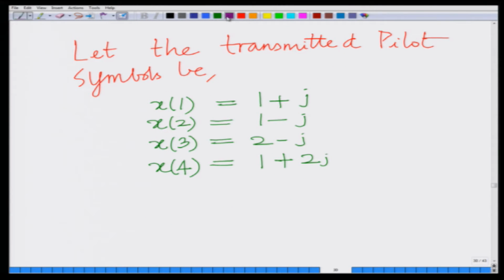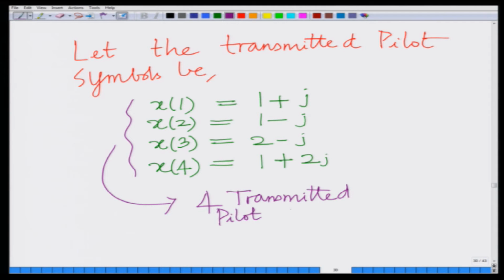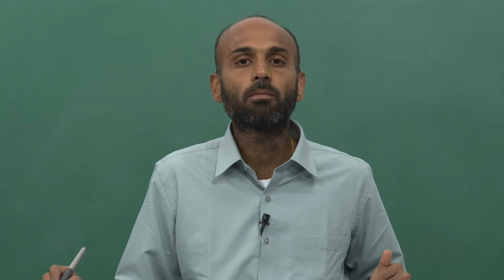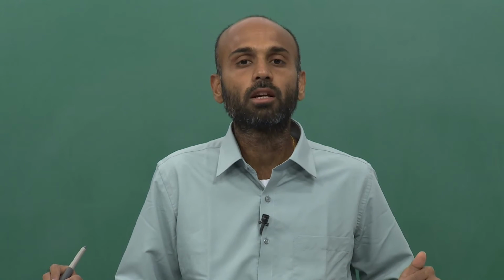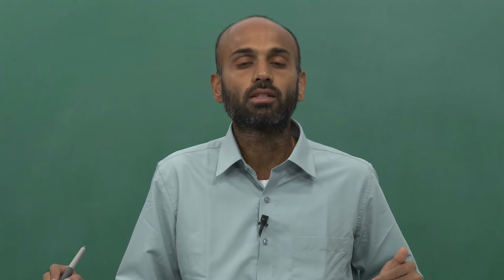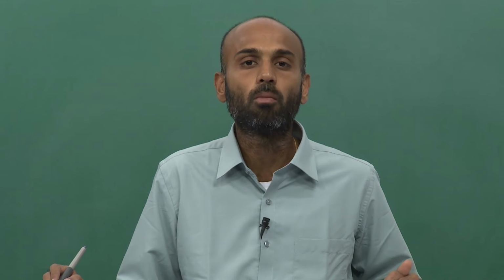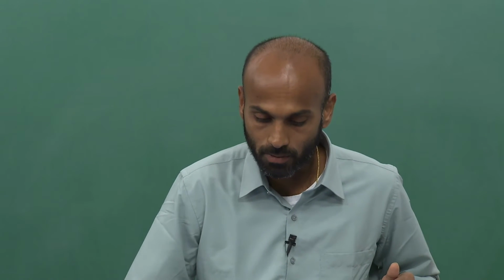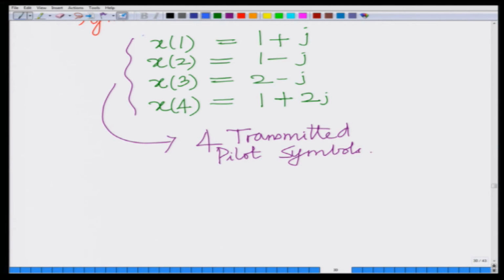So, these are the transmitted pilot symbols. In fact, we have 4 transmitted pilot symbols, that is x1, x2, x3, x4. These are the 4 transmitted pilot symbols on the downlink, transmitted by the base station for the purpose of channel estimation on the downlink, that is, the downlink channel is estimated at the mobile.